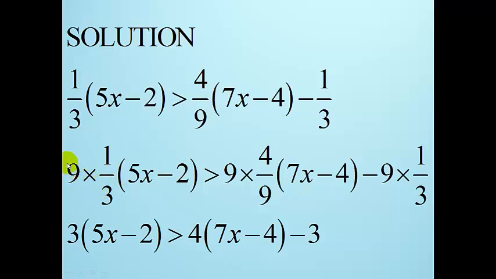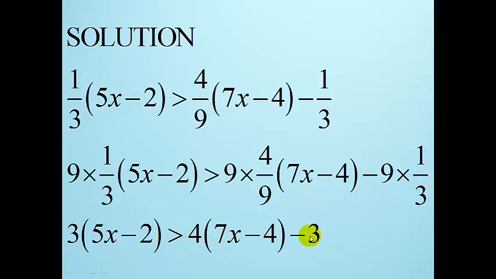Now 3 goes into 9 3 times, and 3 times 1 equals 3, so we have 3(5x - 2) greater than, 9 goes into 9 once, and 1 times 4 is equal to 4. So we have 4(7x - 4). Minus, now 3 also goes into 9 3 times, and 3 times 1 equals 3. We have minus 3 because of our minus here. Now we have 3(5x - 2) is greater than 4(7x - 4) - 3.